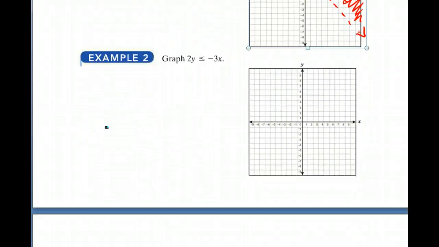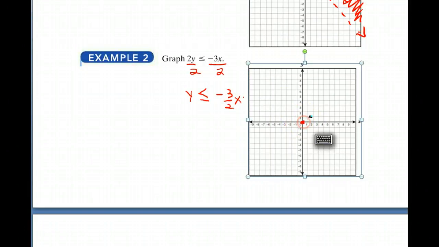Now let's go ahead and look at example 2. We want to follow the same steps. We want to solve it for y. So we're going to divide everything by 2, and I have that y is less than or equal to negative 3/2 x. Now please note that I don't have a plus or minus anything at the end. When that occurs, that's like having a plus 0 at the end. That means that your y-intercept is 0 and that your line is going to go through the origin.